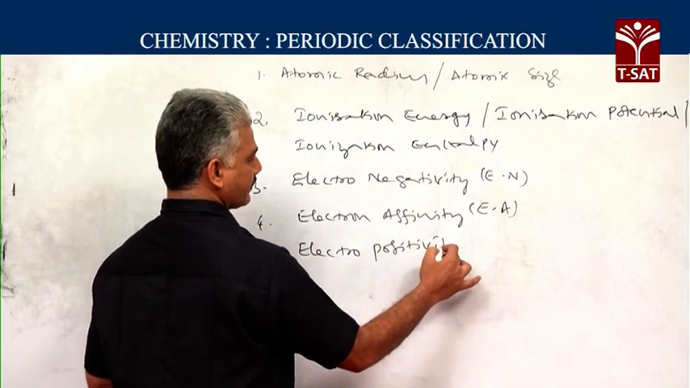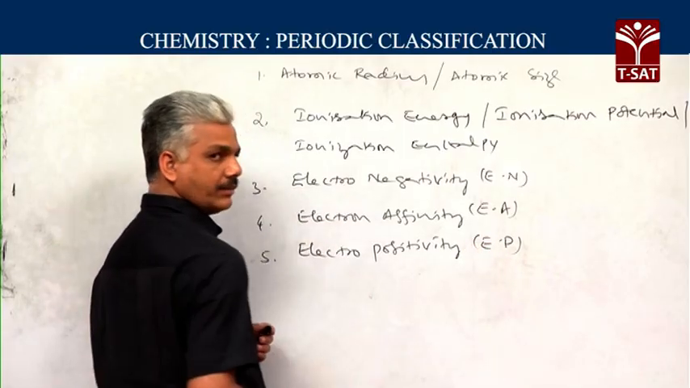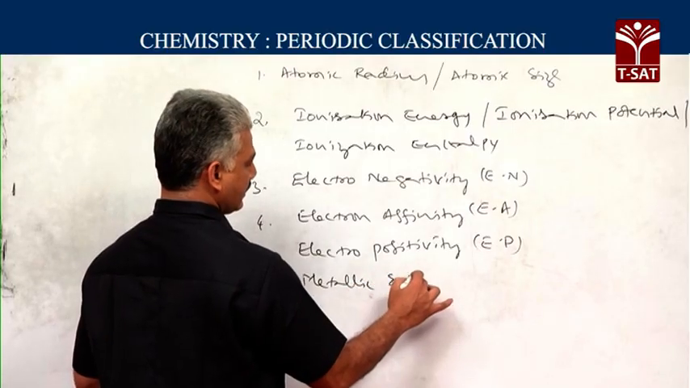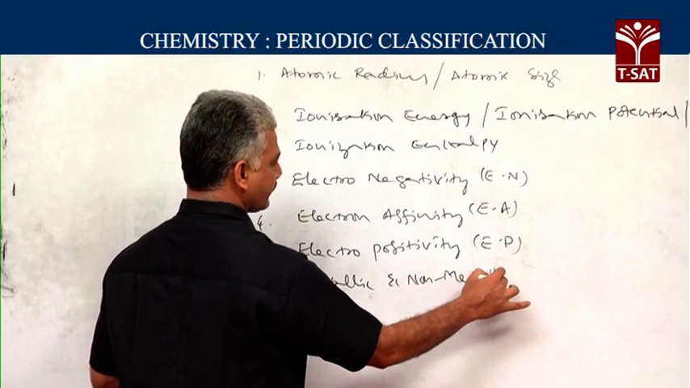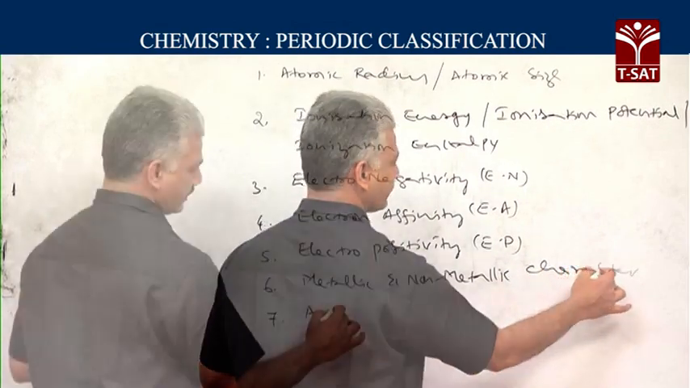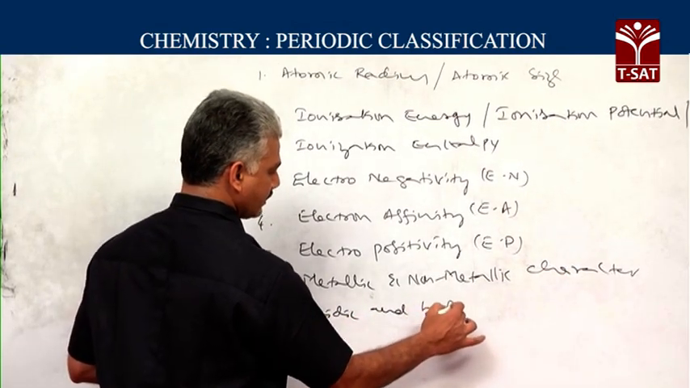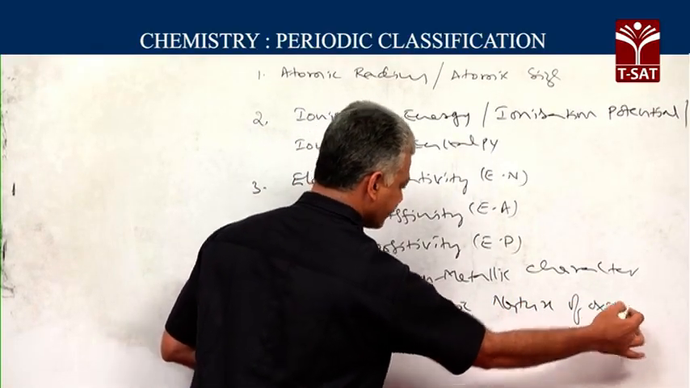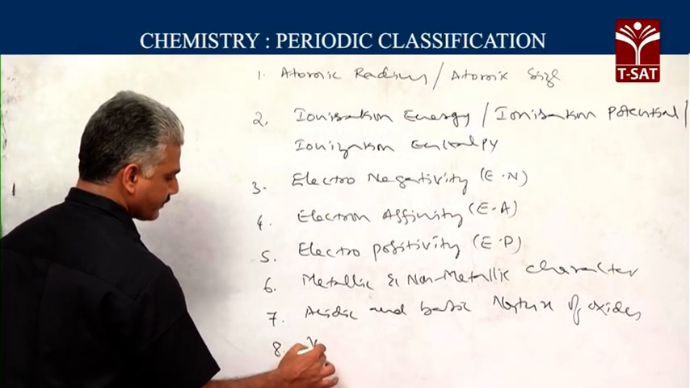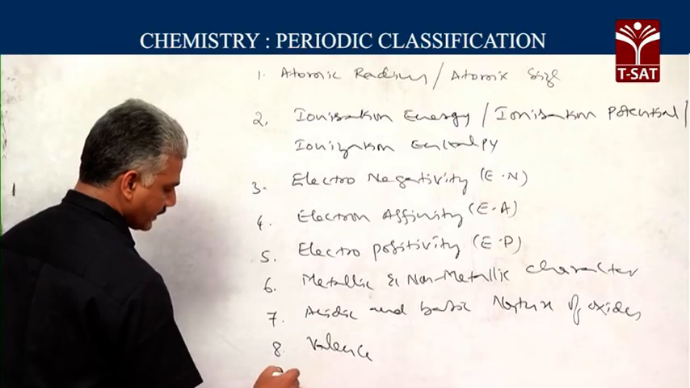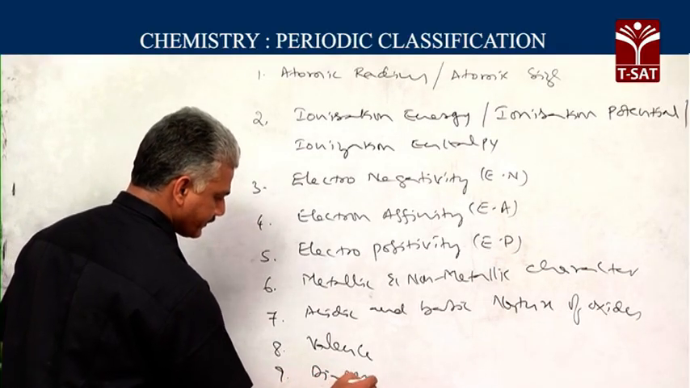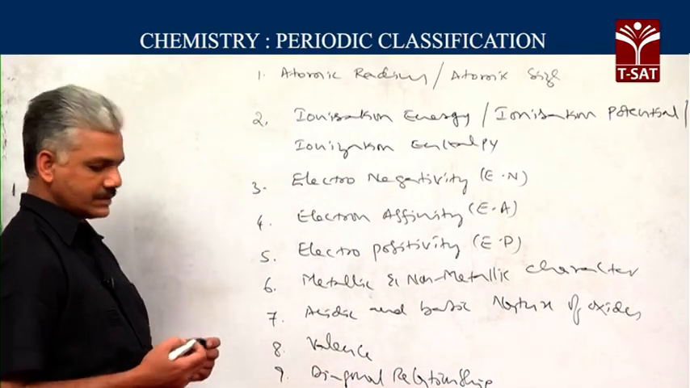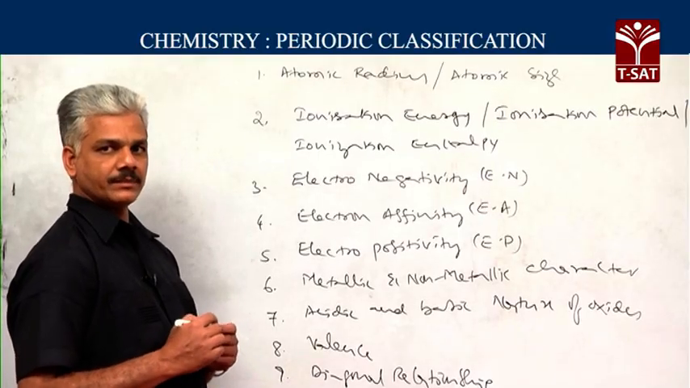Electropositivity, in short called Ep. Then metallic and non-metallic character, acidic and basic nature of oxides, valency, and the last one is diagonal relationship. These 9 properties are called periodic properties.